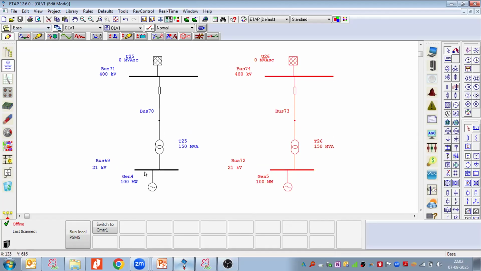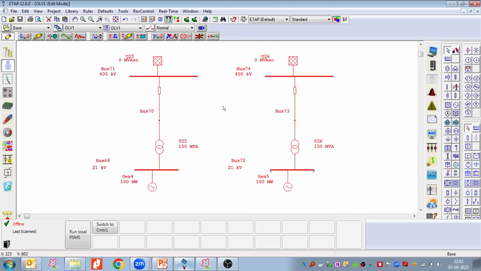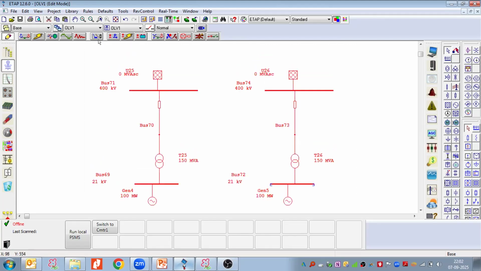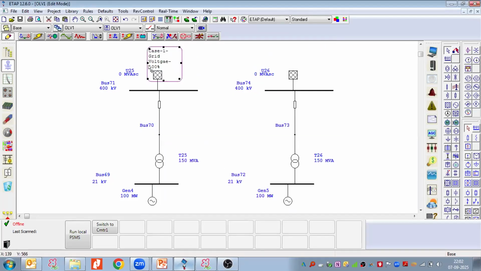Suppose this is my case one. Let us move the whole system over here, and suppose it is case one. In that case my grid voltage is 100%, which is not the ideal case. Grid voltage will also fluctuate, but let us take the grid voltage as 100%.